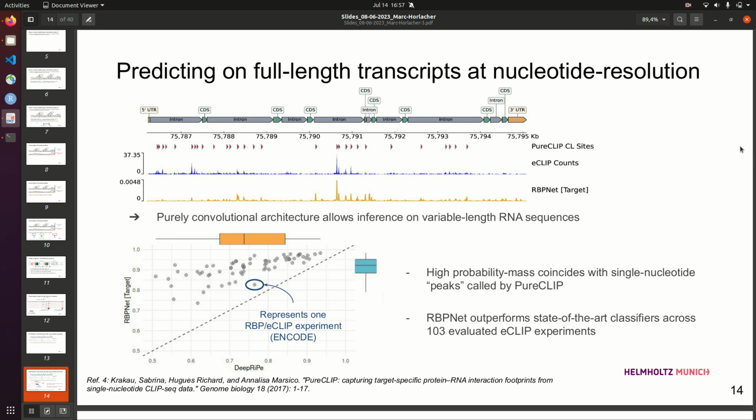We did this for 70 different eCLIP experiments, and we compared the performance of our method, RBP-Net, versus a state-of-the-art classification-based approach called DeepRiPe. And we can see that our performance is better on every single eCLIP experiment.